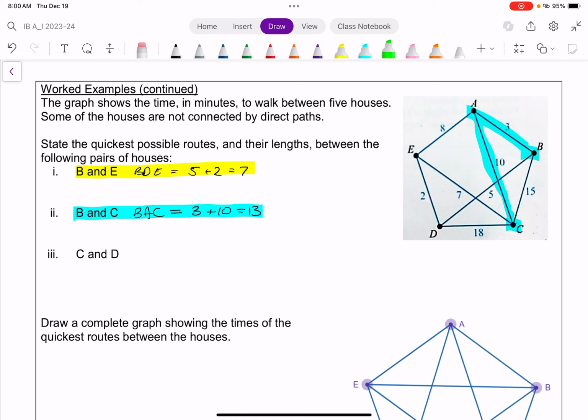And lastly, I want to go the shortest possible route from C to D, which again, definitely look at the 18 first, but is there anything shorter? And there most definitely is a lot shorter from here to here. It's 7 plus 2, so CED.